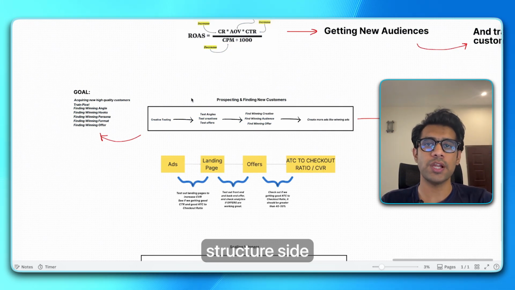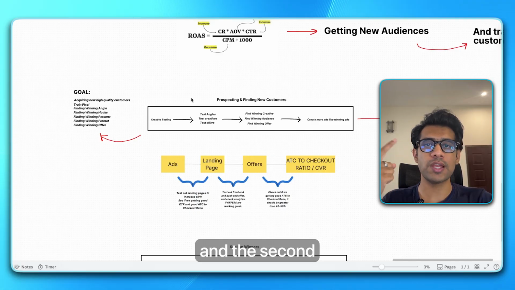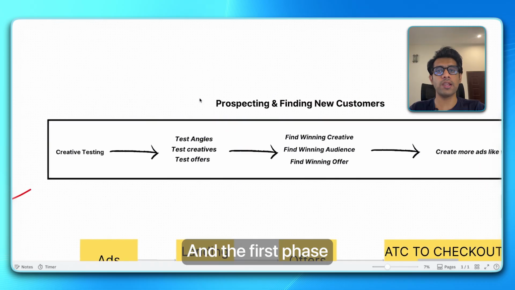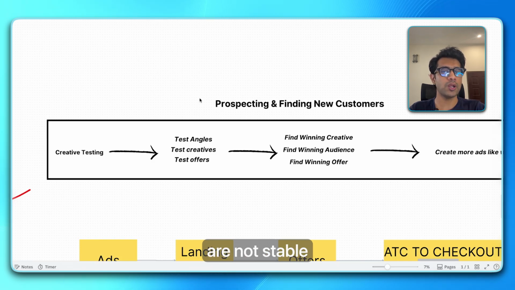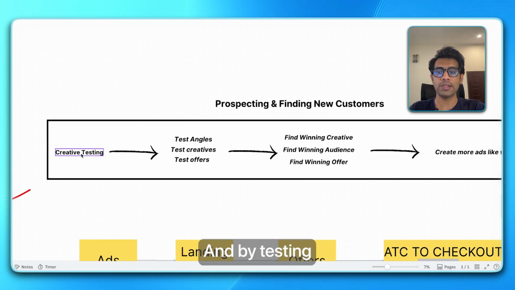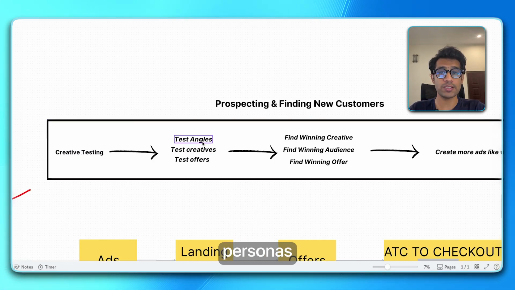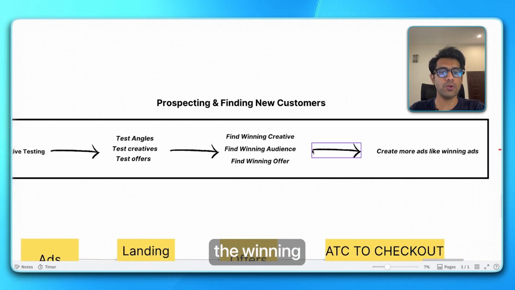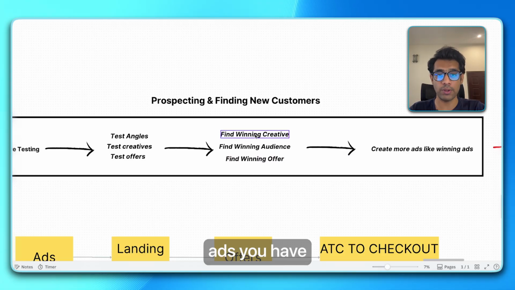On the campaign structure side, I focus on two phases. The first phase is prospecting and finding new customers, and the second phase is scaling the winners, right? The first phase is really important because I have seen 90% of brands are not stable in this phase, right? So you have to start testing creatives, and by that I mean test every single angle, format, persona, audience, creative, and offer. Once you find the winning creative, winning audience, or winning offer, you have to create more ads like these winners, right?